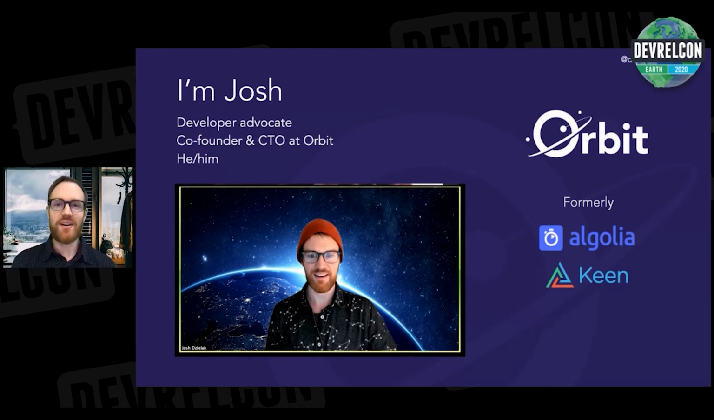My name is Josh Dzielak. I'm a developer advocate and software engineer, currently the co-founder and CTO at Orbit. Before that, I was the DevRel lead at Algolia and the VP of engineering at Keen.io, which is all to say that I've spent a lot of time in developer tools, in the space of developer community building, all the way back from probably 2013. So a lot of what you're going to hear today is just informed by that experience that I've had.